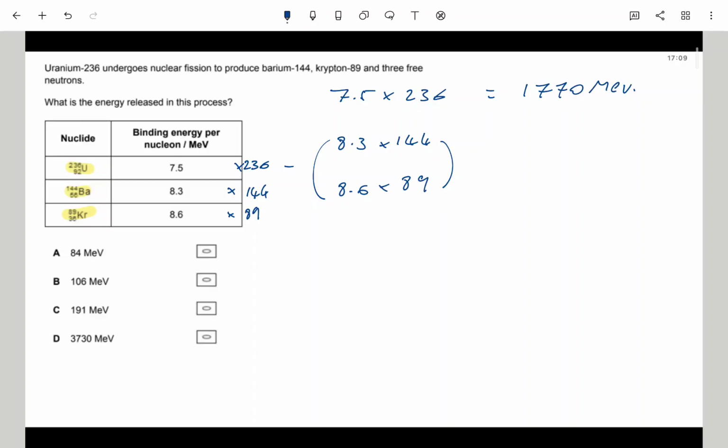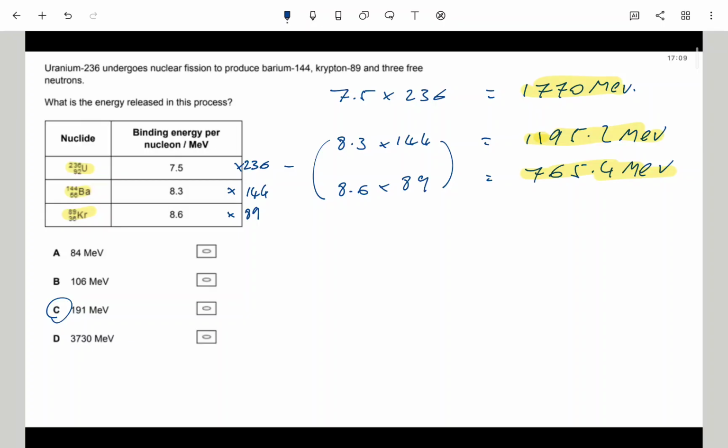And then you've got the 8.3 times 144, which gives you 1195.2 MeV. And then the final one is 8.6 times 89. So that's 765.4 MeV. And what you want is the difference between the top one and both of these. Or the other way around, it doesn't really matter. You just want the difference. And if you do that, you will get 191 mega electron volts.